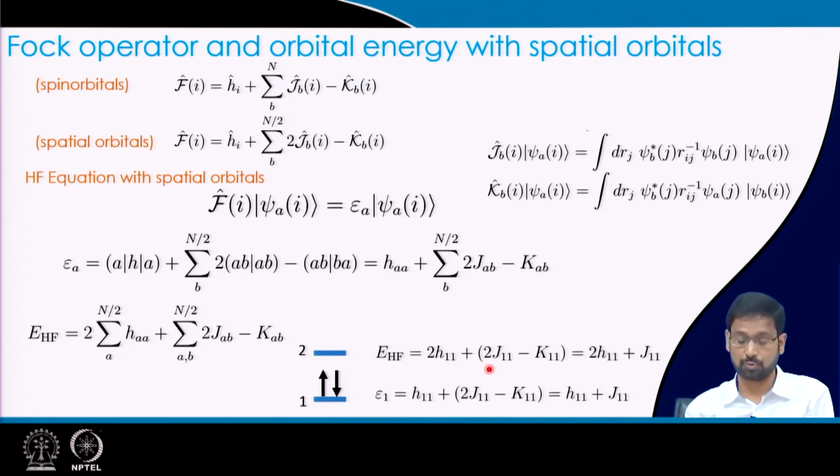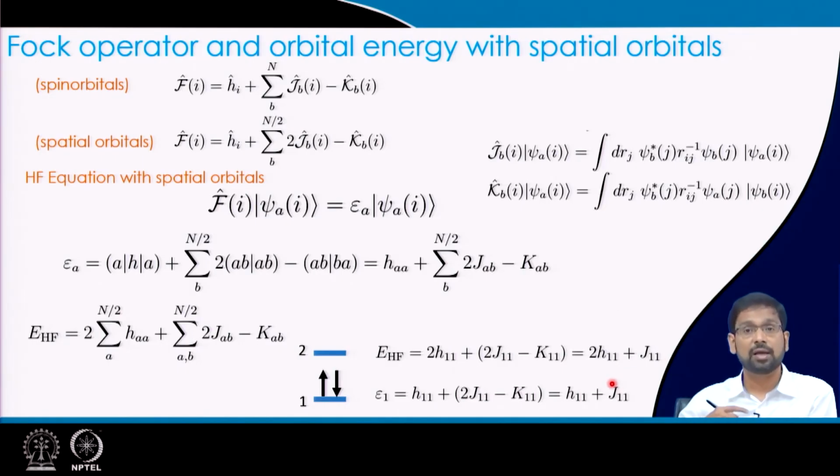Now in this expression, J11 and K11 can be shown to be identical. J11 means I have psi 1, the spatial orbital, in the bra, psi 1 in the ket, and the JB operator, and similarly for the exchange. Since both electrons are occupying the same orbital, the J11 term and K11 term will cancel out. So from 2 times J11 minus 1 K11 will give me 1 J11. So this would be my Hartree-Fock energy.